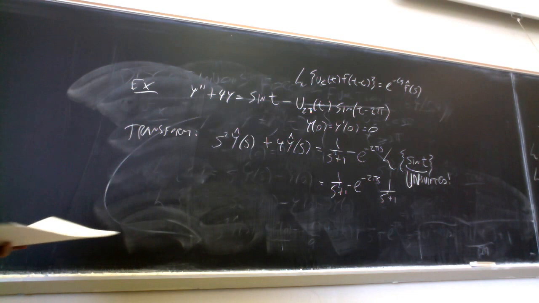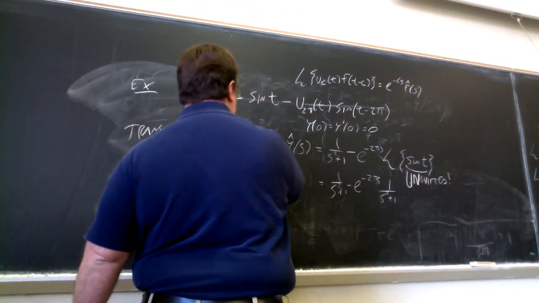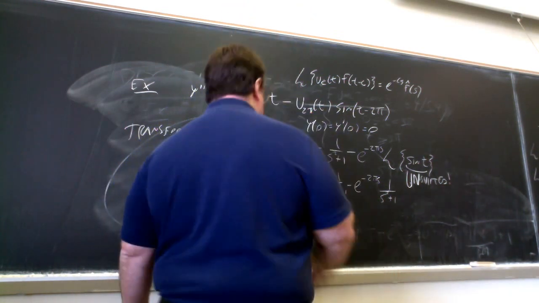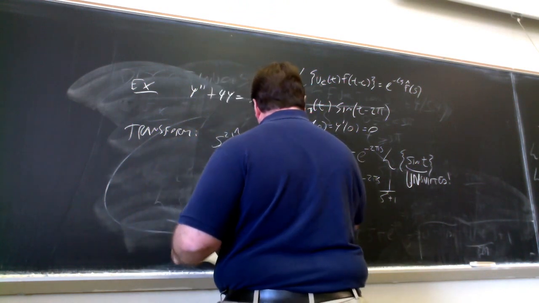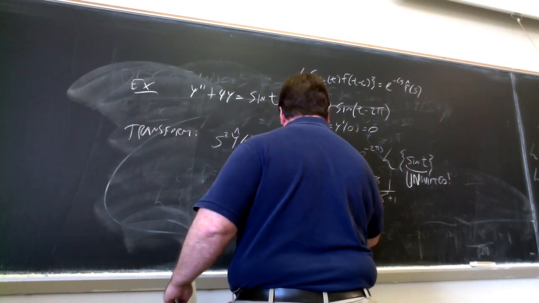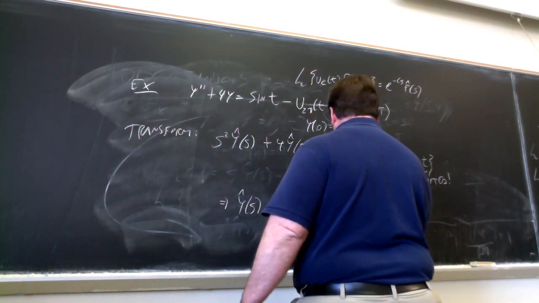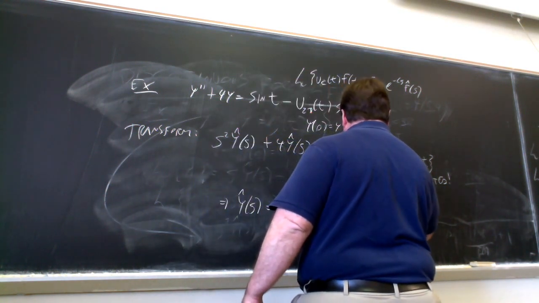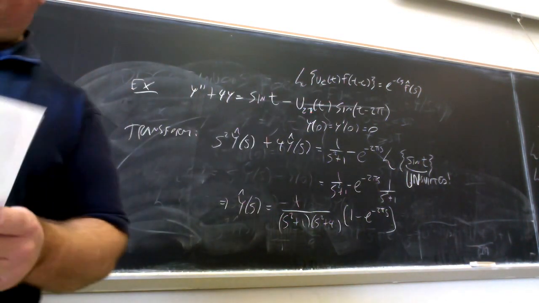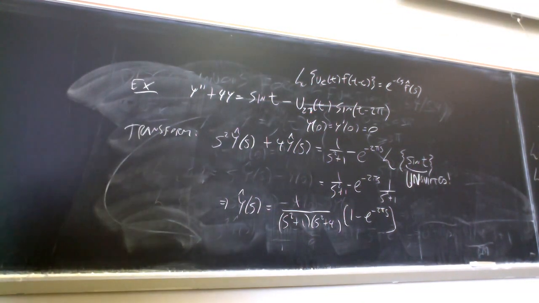And so now we can just factor out a y hat of s over here. We get s squared plus 4. And so we can divide by that. And what we get is 1 over s squared plus 1, s squared plus 4, times, and I've factored out a 1 over s squared plus 1, so we get 1 minus e to the minus 2 pi s. So that is the transform of your solution. So, questions about how we got this far?